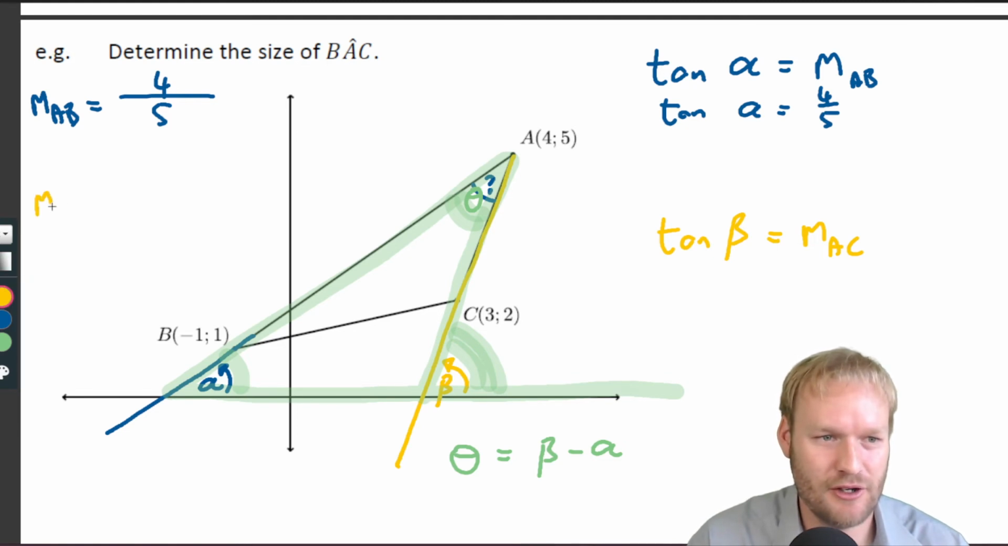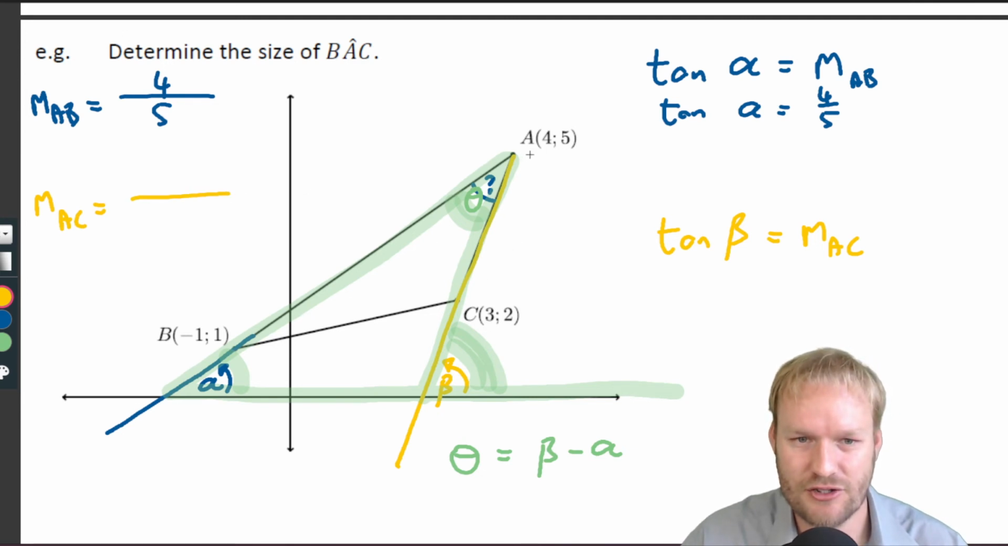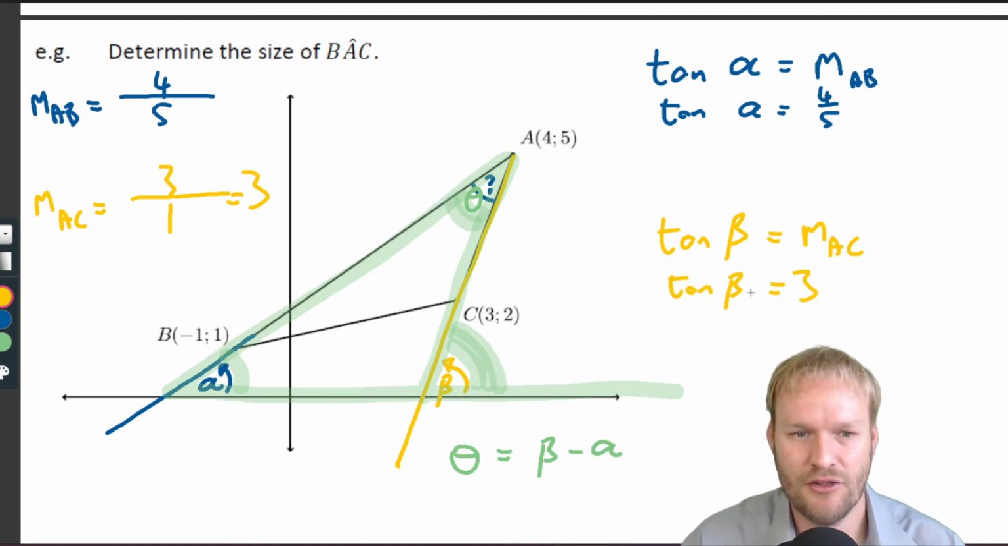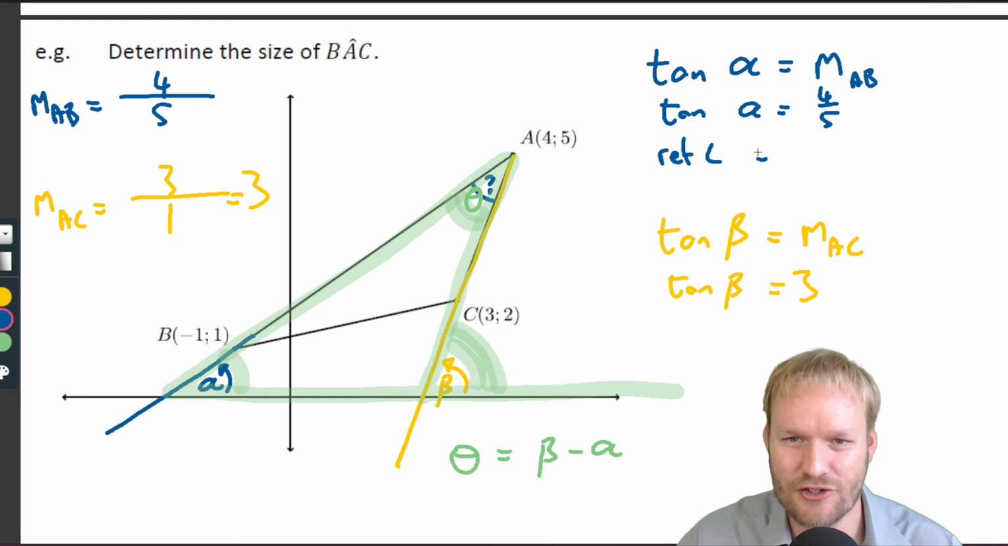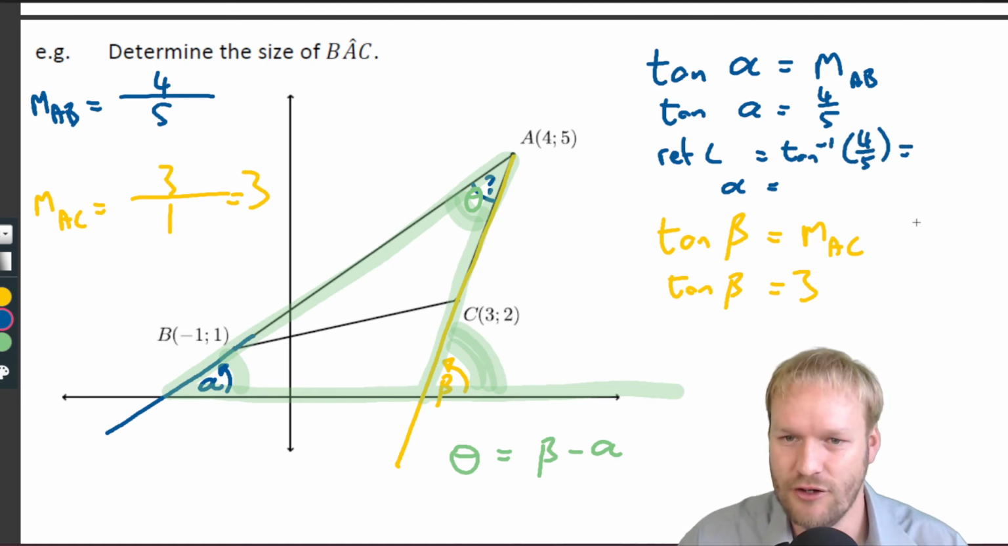Okay, let's jump out. I'm in gradient mode, so I'm going to go, the gradient of AC is rise over run. So from C to A, well, I'm just running by 1, rising by 3. So the gradient is just 3. So tan beta is going to be 3. Okay, then for here, I need to work out my reference angle. Maybe you're getting a sense that the reference angle will actually just be the value of alpha, but let's just do that reference angle. As I said, just planting good ways for trigonometry. So I'm going to go arctan or shift tan of 4 over 5.